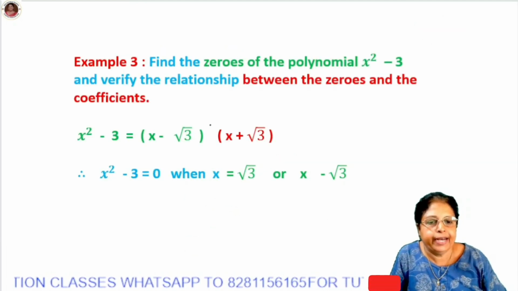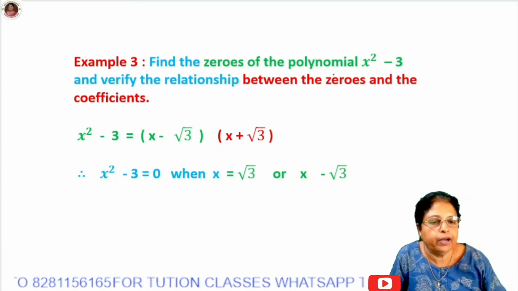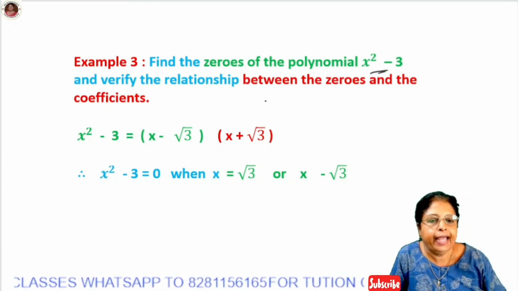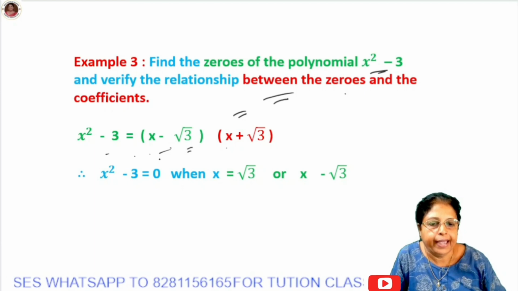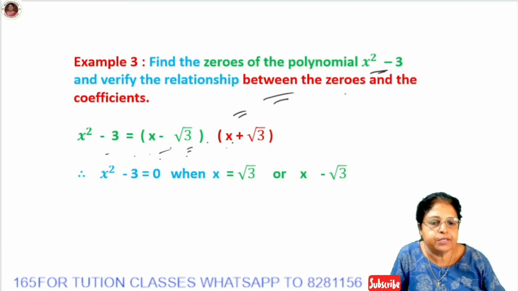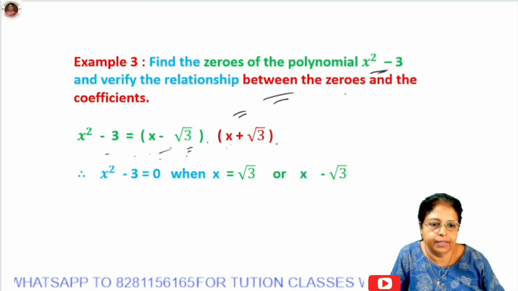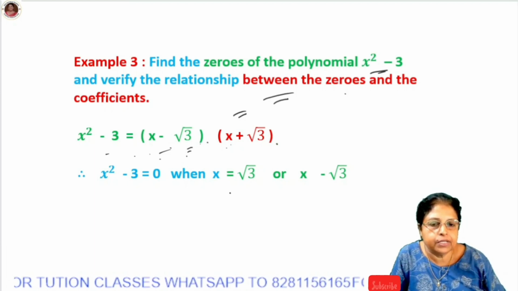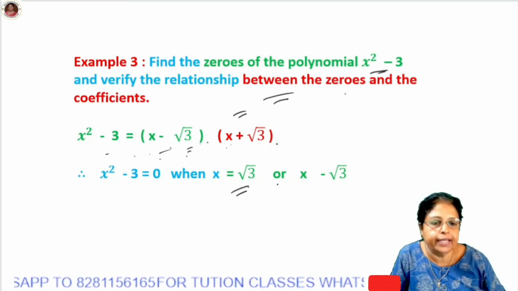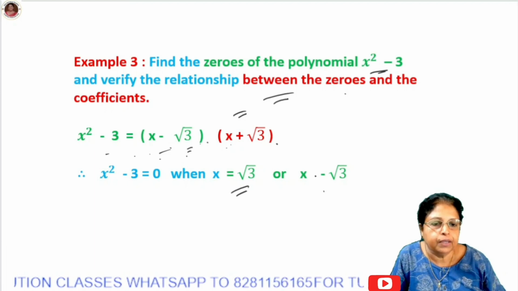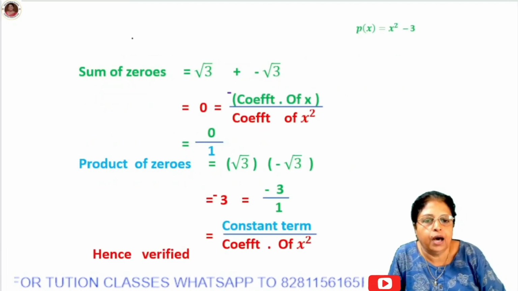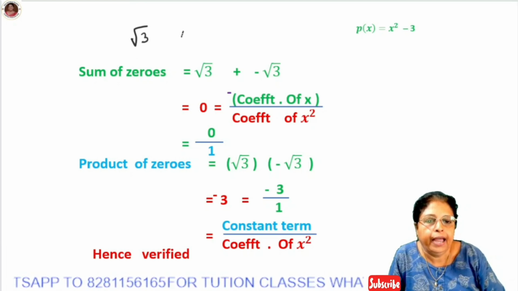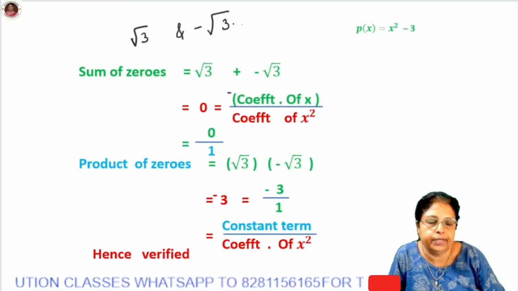Then come to the next example. Find the zeros of the polynomial x squared minus 3 and verify the relationship between the zeros and the coefficients. We can write this x squared minus 3 like this: x minus root 3 times x plus root 3. That means the zeros are x equal to root 3 or x equal to minus root 3. That means the zeros are root 3 and minus root 3.